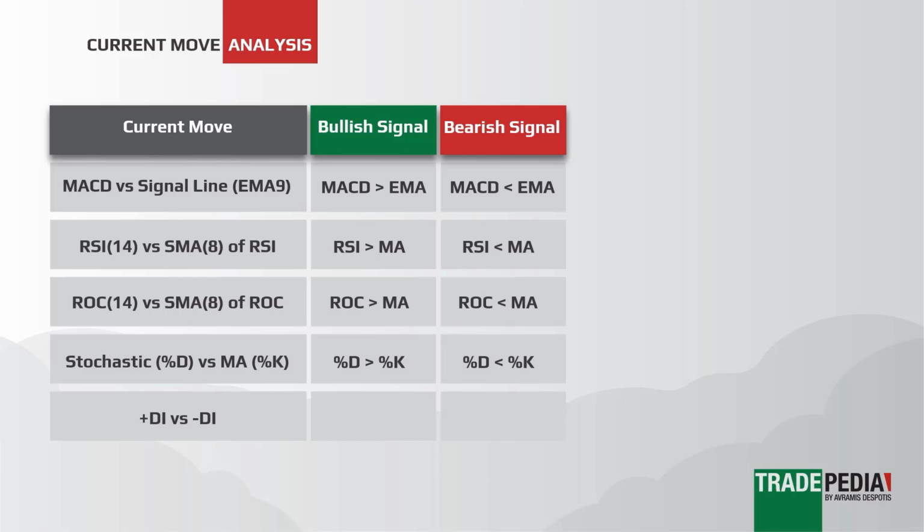When comparing the plus directional indicator to the minus directional indicator, we get a bullish signal if the positive DI is above the negative DI, and a bearish signal if the positive DI is below the negative DI.